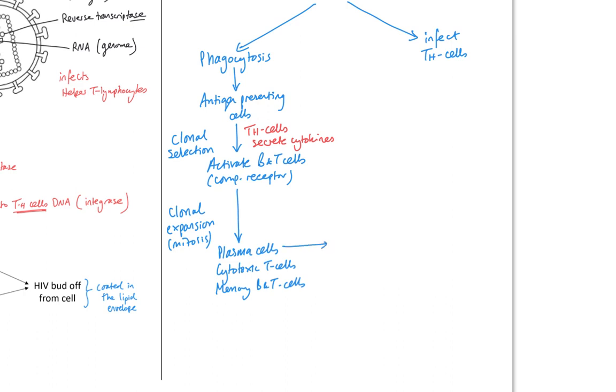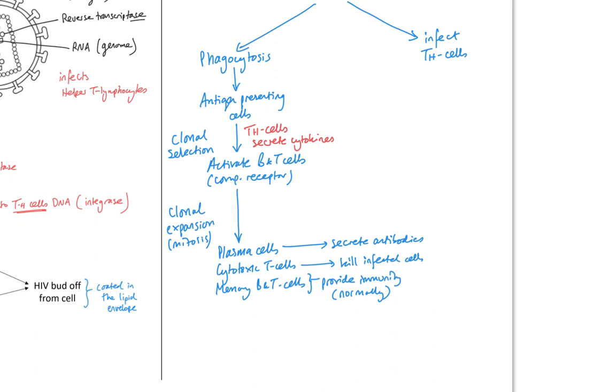Plasma cells are going to secrete antibodies. Cytotoxic T cells kill infected cells, which is bad news for our T helper cells. And then the memory B and T cells are going to provide immunity. However, it doesn't work for HIV. Normally that would work, and normally we'd clear the infection.